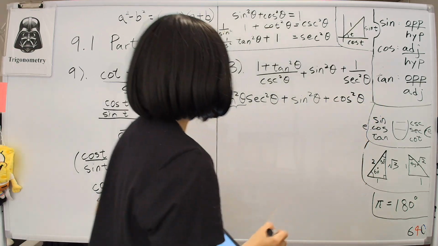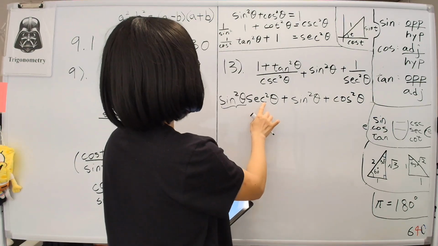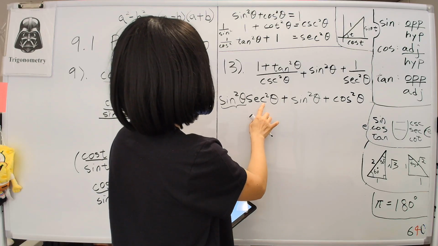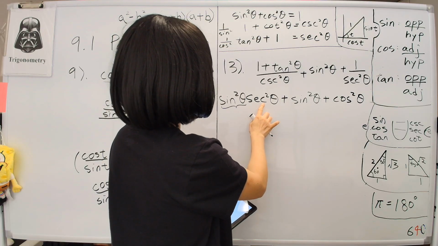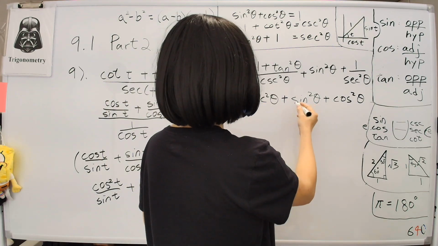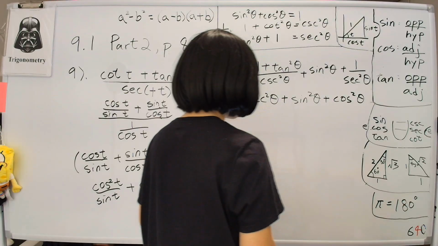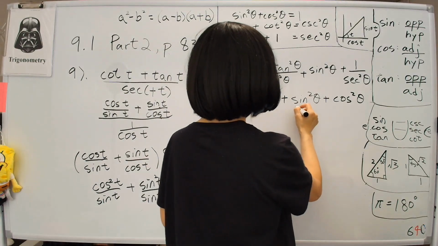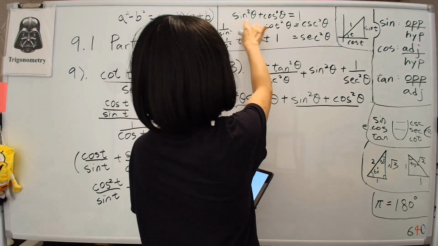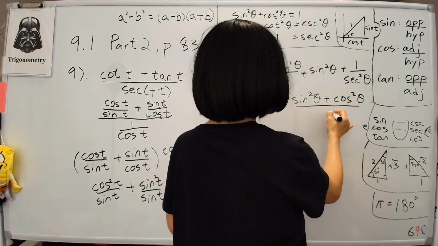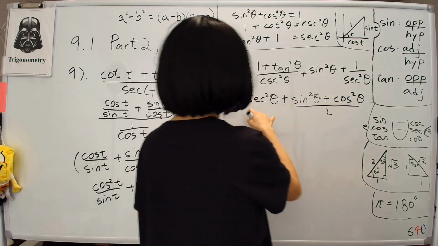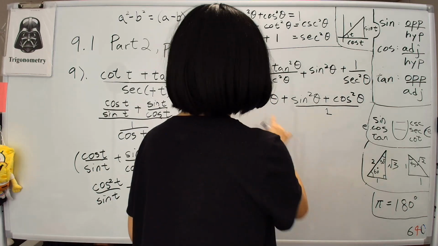All right, and then there's a formula for this, right? Here is sine squared plus cosine squared, and that is equal to 1. That's our Pythagorean theorem. So this is equal to 1, and that's sine squared.